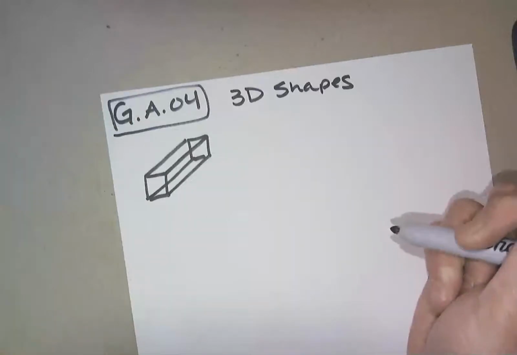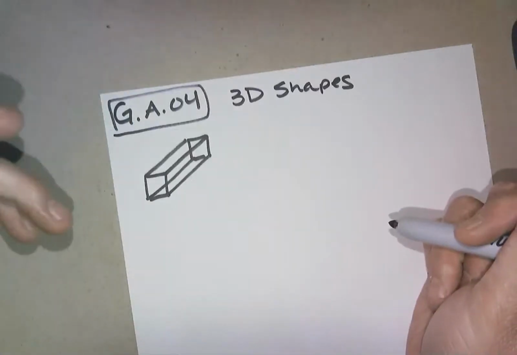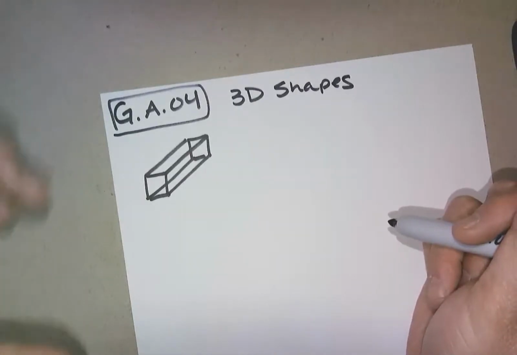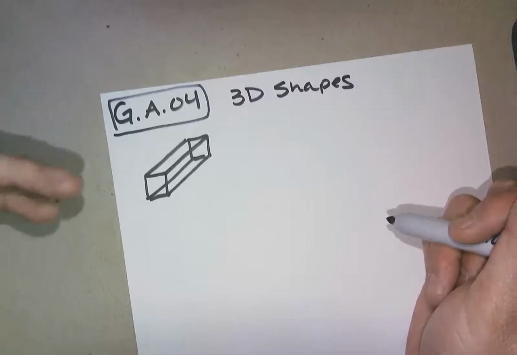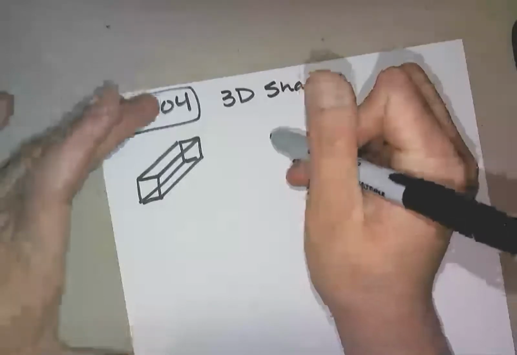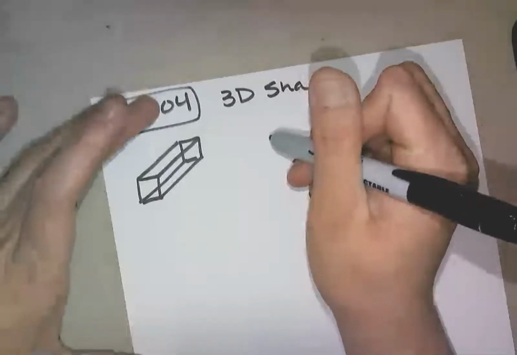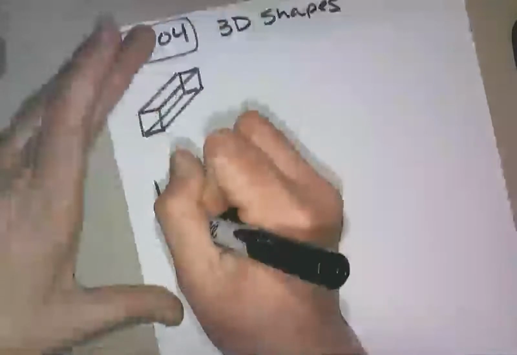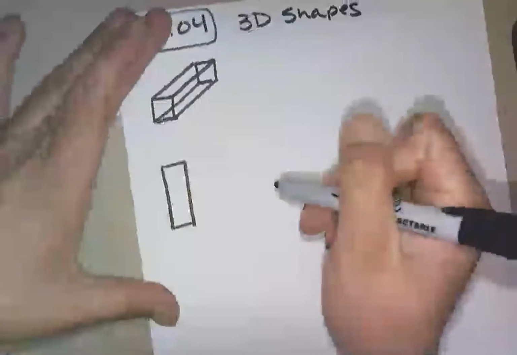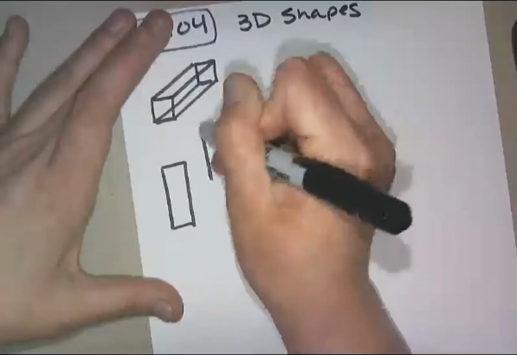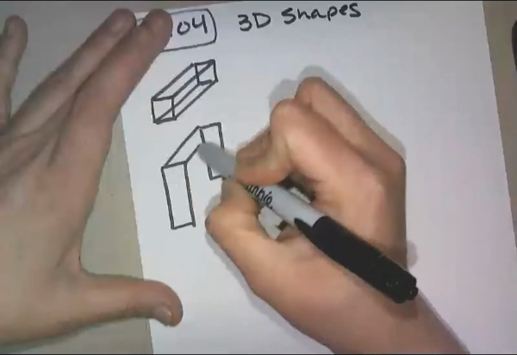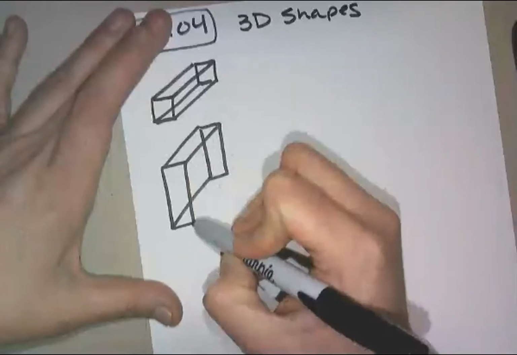But sometimes we have other rectangular prisms that are longer. Kind of think of a cereal box. Like this. I'll draw another long rectangle here. And then we'll connect it like so.